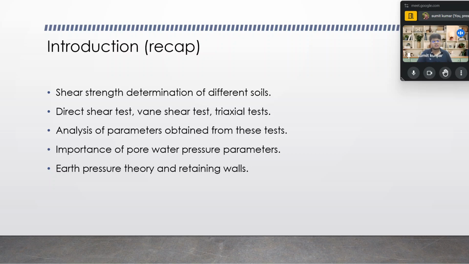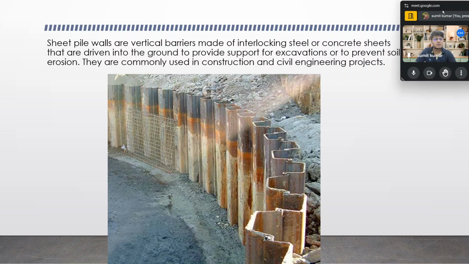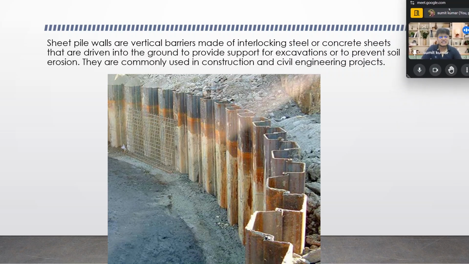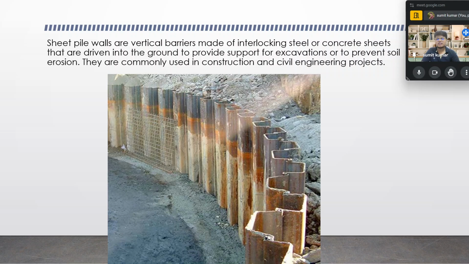Afterwards, now we start with the sheet pile wall. What is its importance, and what are the things associated with it that we need to take care of? So first of all, starting with the sheet pile wall, sheet pile walls are vertical barriers made of interlocking steel or concrete sheets that are driven into the ground to provide support for excavation or to prevent soil erosion. They are commonly used in construction and civil engineering projects. So this is the basic definition.